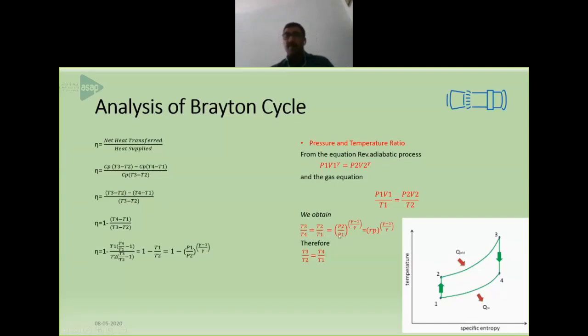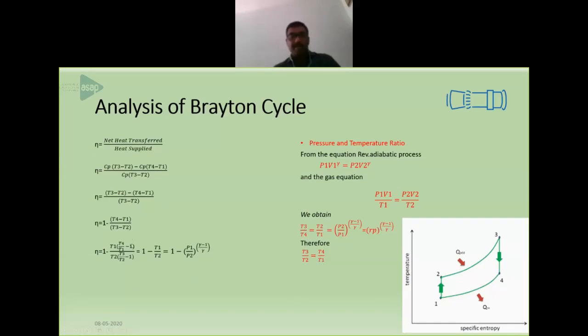Already I have mentioned the pressure ratio, P2 by P1, the whole raised to gamma minus 1 by gamma. What is this gamma? This gamma is equal to Cp by Cv. Finally you will get the pressure ratio raised to gamma minus 1 by gamma. So by cross multiplication, you will get T3 by T2 is equal to T4 by T1.